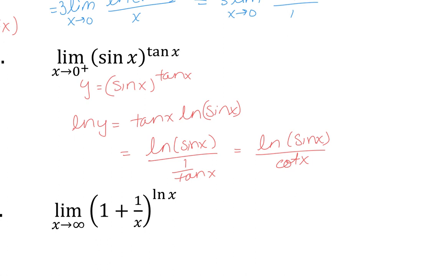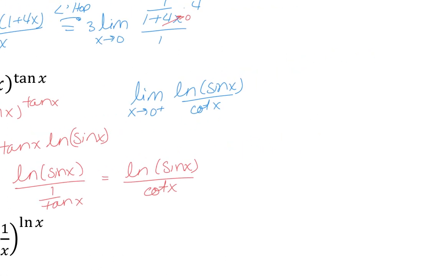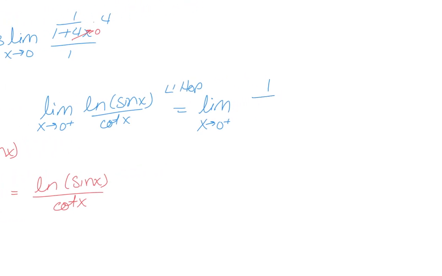So now I'm ready to do the limit as x approaches 0 from the right of the natural log of the sine of x divided by the cotangent of x. I am allowed to use L'Hopital, so I will. By L'Hopital, the limit as x approaches 0 from the right-hand side, I'm going to have 1 over the sine of x multiplied by the cosine of x. My denominator, the derivative of the cotangent, is negative cosecant squared of x.